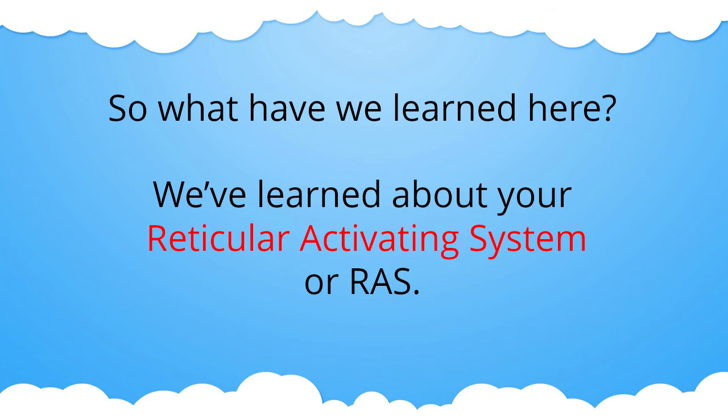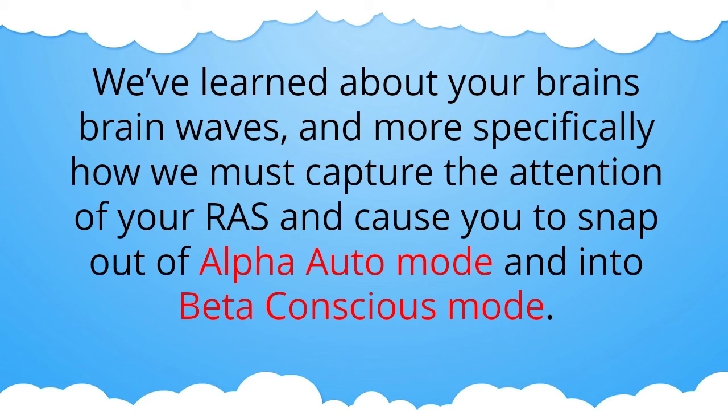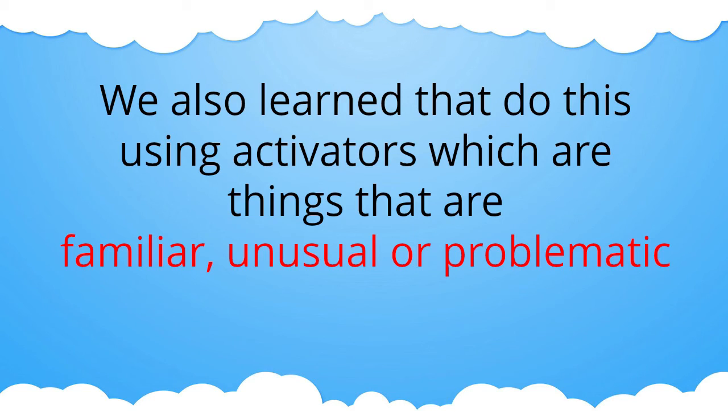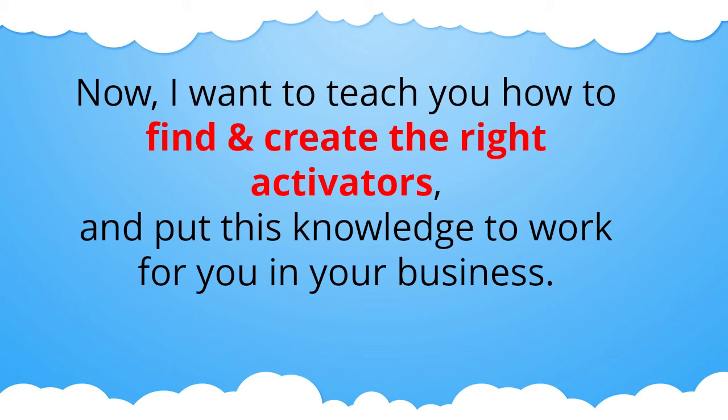So, what have we learned here? We've learned about your reticular activating system, or RAS. We've learned about your brain's brainwaves, and more specifically, how we must capture the attention of your RAS and cause you to snap out of alpha auto mode and into beta conscious mode. We also learned that you do this using activators, which are things that are familiar, unusual, or problematic. Now, I want to teach you how to find and create the right activators and put this knowledge to work for you in your business.